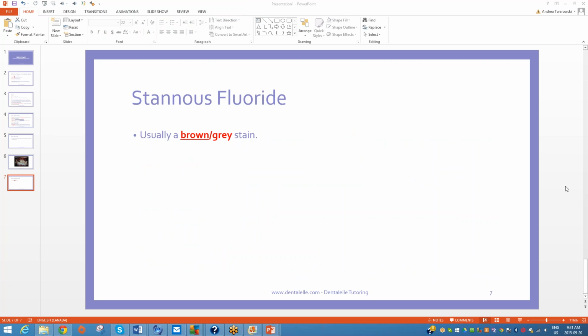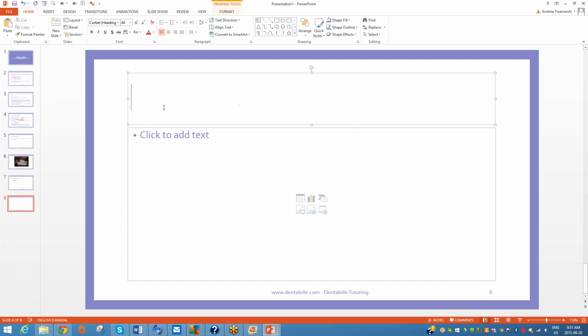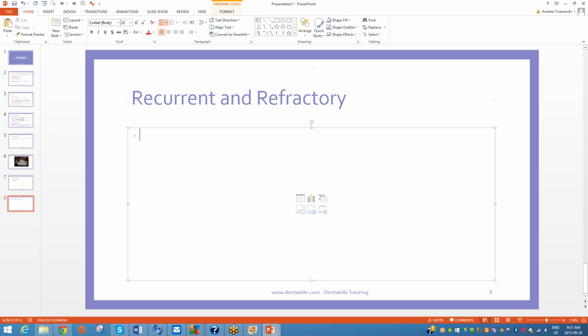And next question here: what is the difference between recurrent and refractory periodontal disease? That's a good question. I would like you guys to answer this because I would like to see what your thoughts are. So can you all please, to the best of your knowledge, say what is the difference between recurrent and refractory periodontal disease? Because they are similar. I know I have it in my notes here because I did have a similar question in an email too. I just want to find what I pulled up here. But what do you guys think?